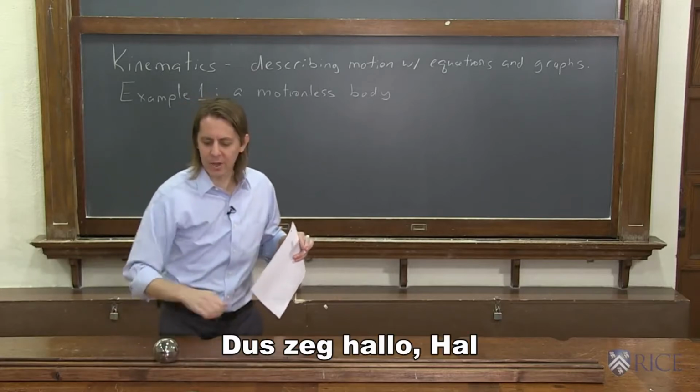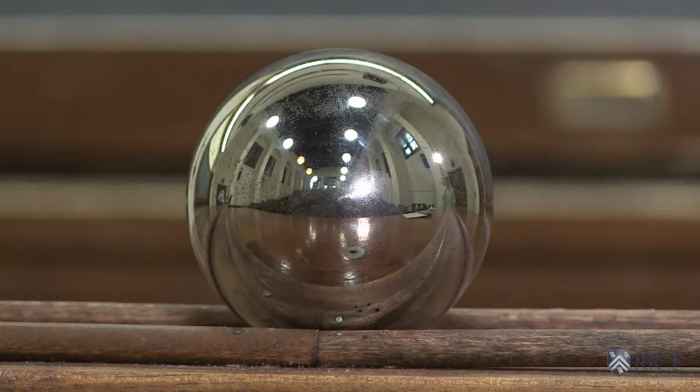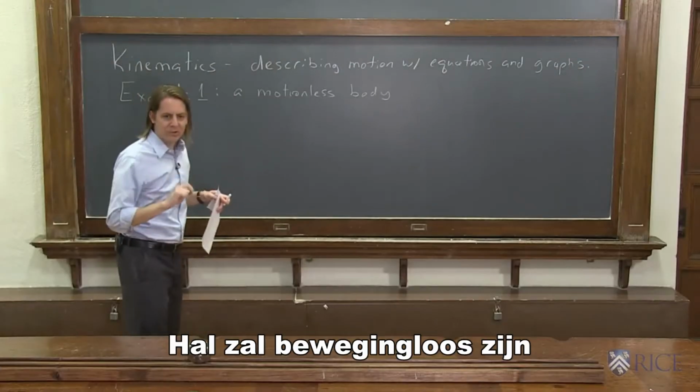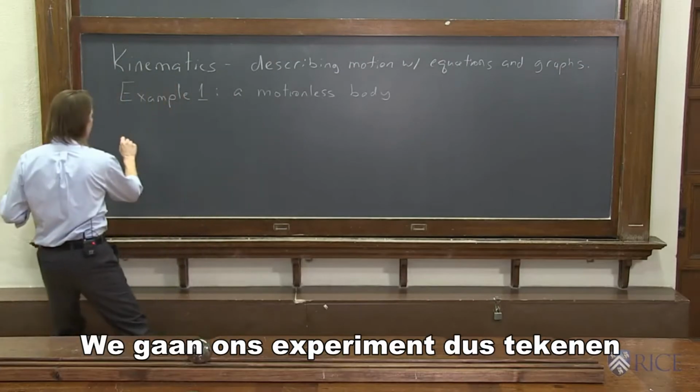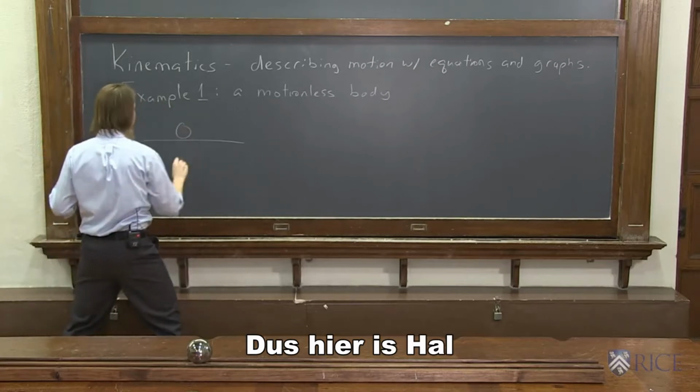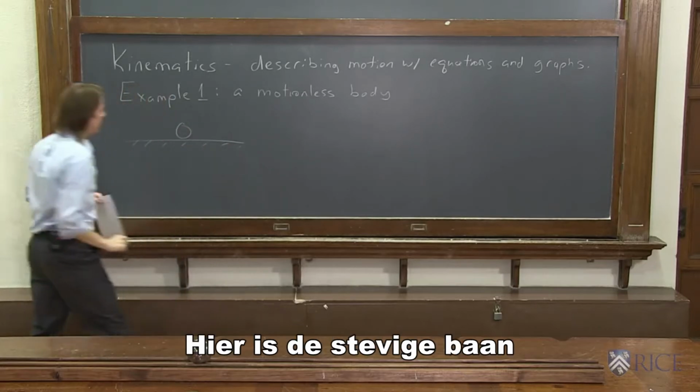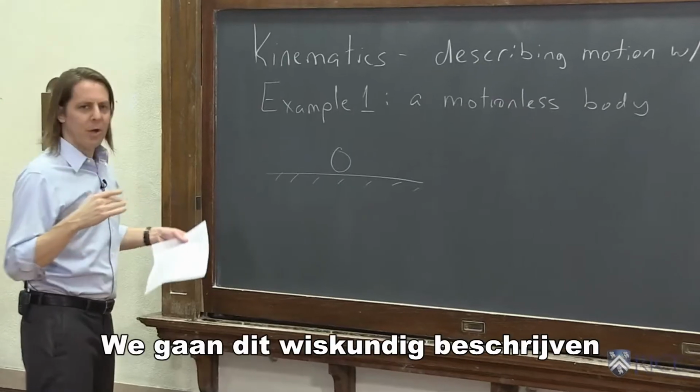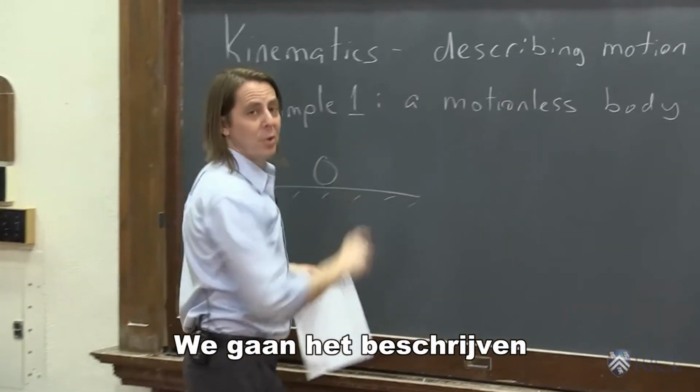Okay? So say hello, Hal. Hal is going to be motionless. It's going to sit right there. So let's draw our experiment here. So here's Hal. Here's sort of the solid track. And we want to describe this mathematically. We want to describe it with equations and graphs.